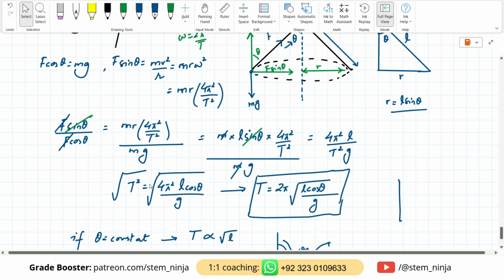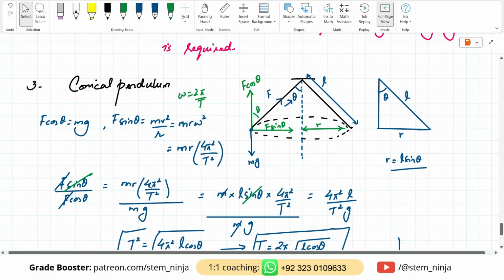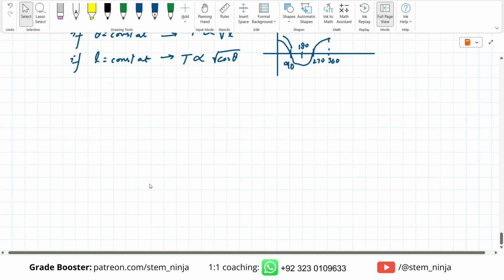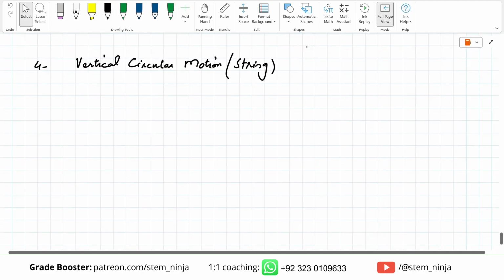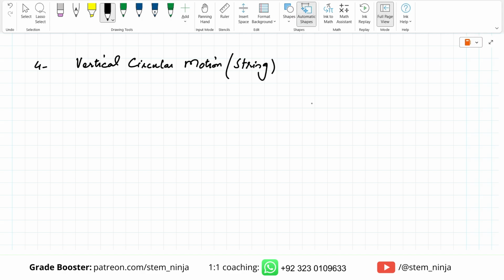So this was an easy derivation to understand. Now, there are 2 types of vertical motion that we need to study. So this was the third one, vertical circular motion. Let's say this time it is with a string. The object is held together by a string.